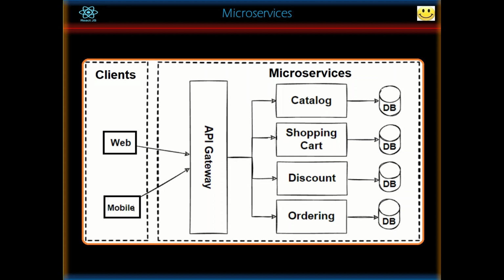Microservices. On the left hand side, you can see the clients, web and mobile. Both the web and mobile are accessing the API gateway to interact with microservices. The microservices are catalog, shopping cart, discount, ordering. The catalog has its own database, shopping cart has got its own database, discount has got its own database, and ordering also has got its own database.